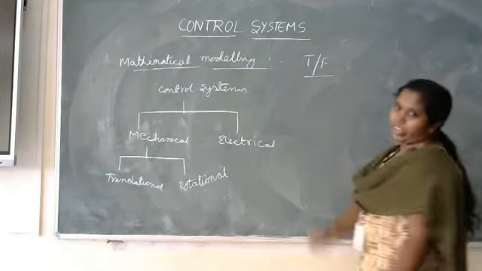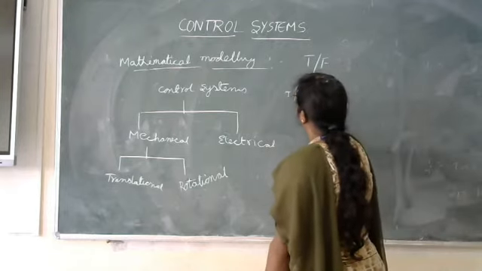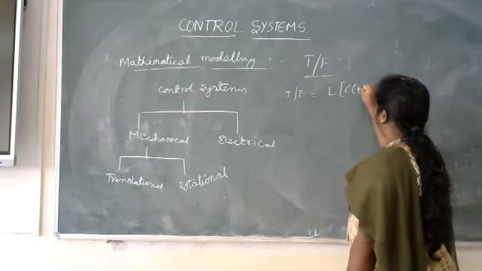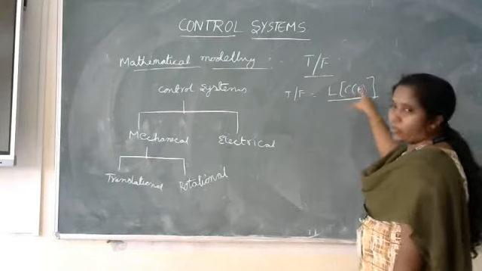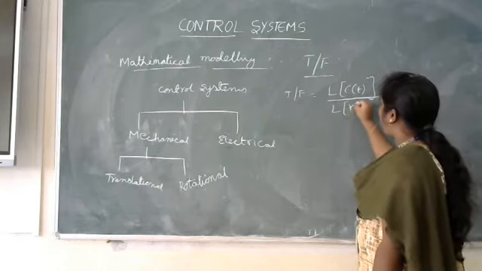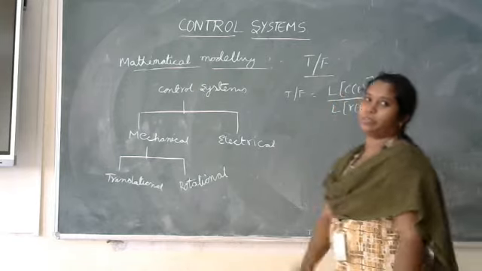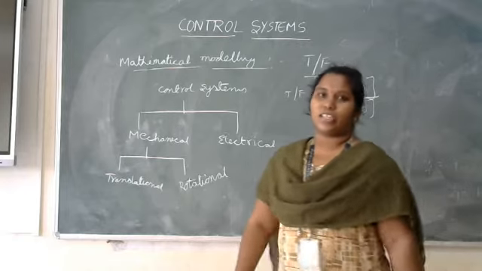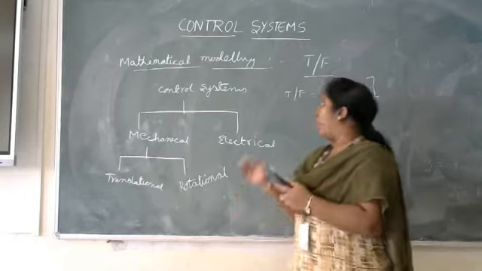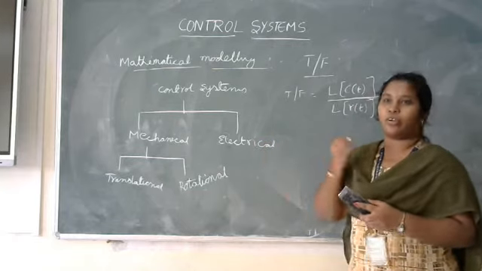Now what is meant by transfer function? A transfer function is nothing but, here I am writing the formula: Laplace transform of C of t divided by Laplace transform of R of t. Already you know what C of t and R of t are. C of t is the control variable, that means the output of a control system, and R of t is the reference input signal which you are giving to a control system.